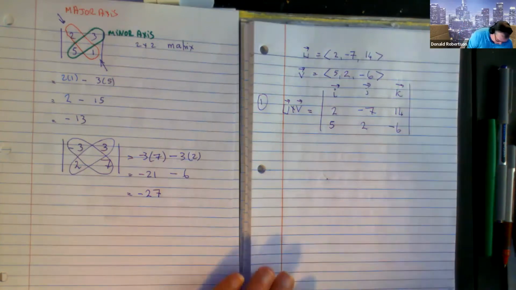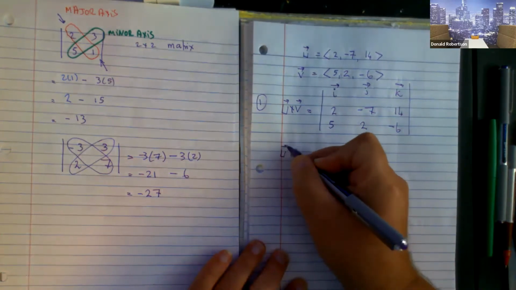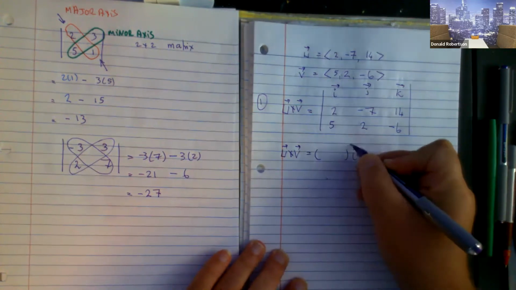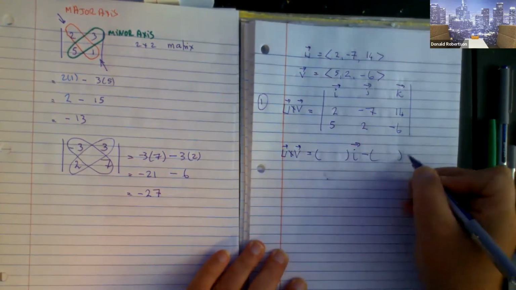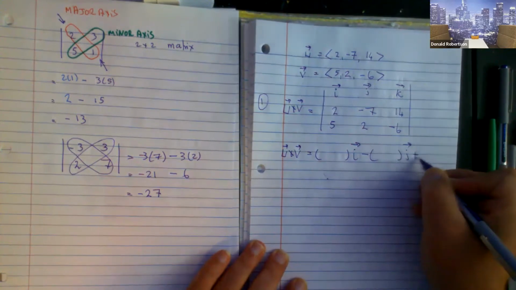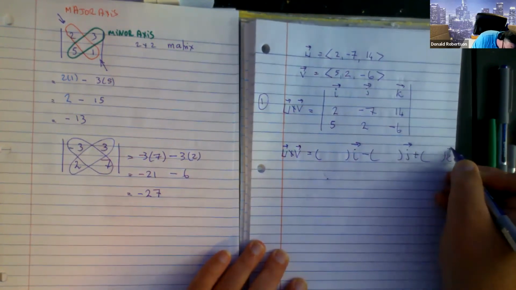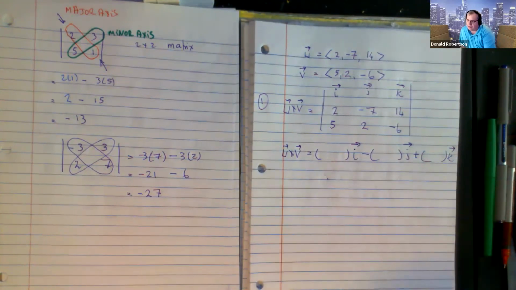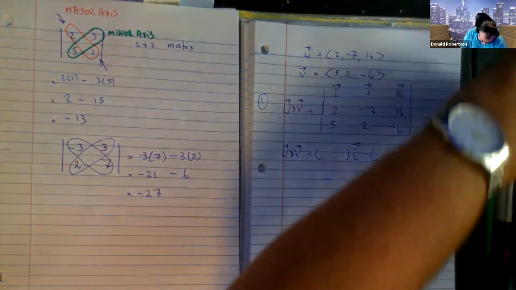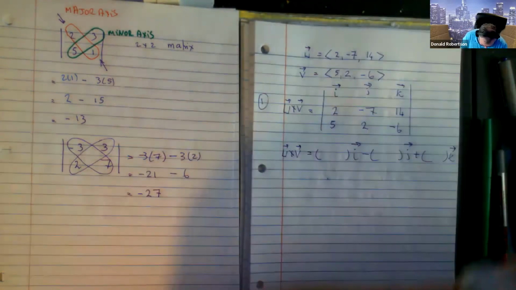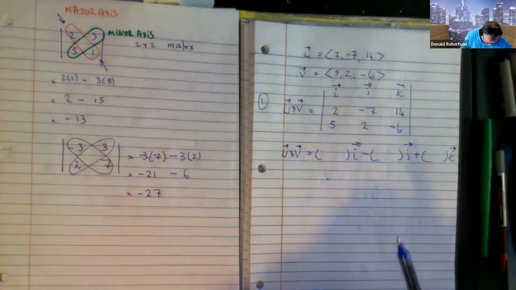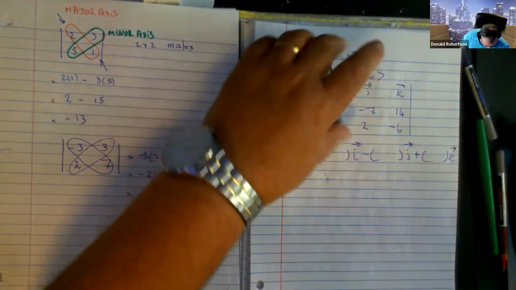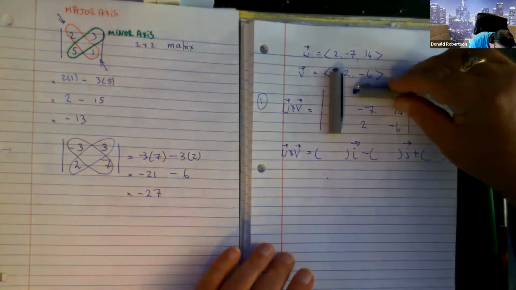Right. Now, the next bit is where the rubber hits the road. It's going to be so many I's, take away so many J's, plus so many K's, right? First guy, take away second guy, add the third guy, right? That's always the case. And then we start doing, you know, rubbing out rows and rubbing out columns. So to get this fella, we cover up column I and the top row.